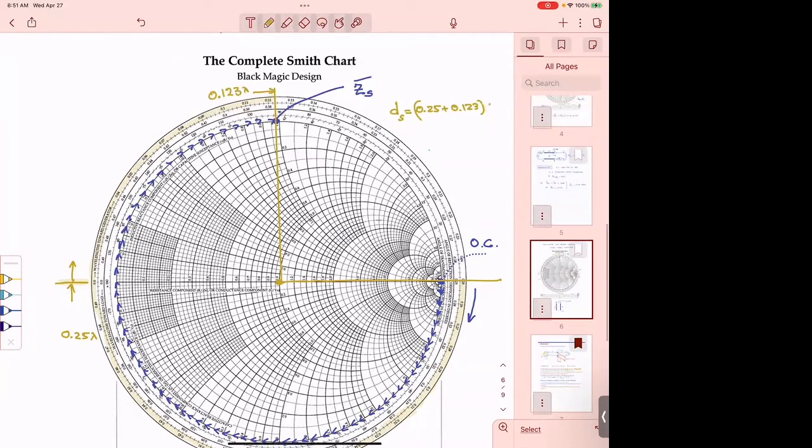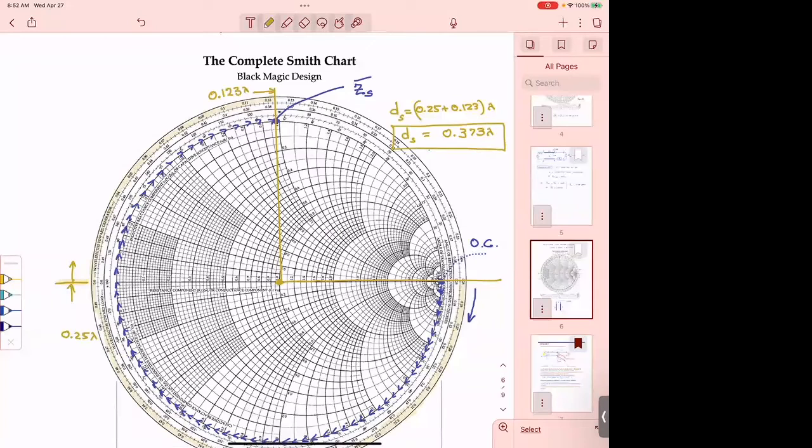Okay, which finally gives me 0.373 lambda, and that's D sub S. So here you have found D sub S, all right?